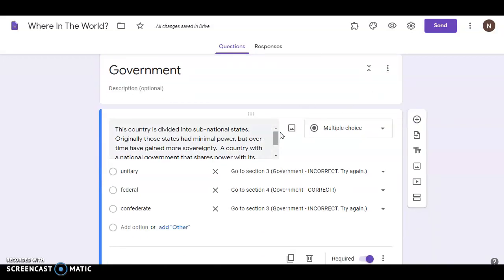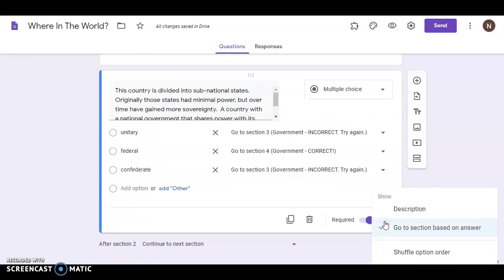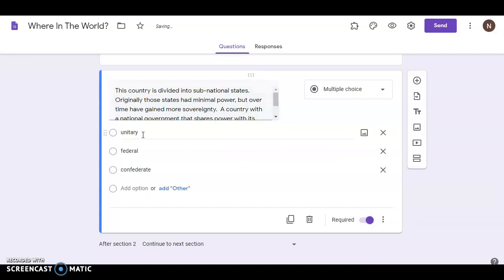I typed in the question. I wanted it to be multiple choice, so I selected multiple choice, and I put in the answer choices over here. When you select the ellipses down at the bottom, you can tell it if you want it to go to a particular place based on the answer. So that's what you would pick. And so if they picked unitary, it would go to a certain section, okay? And I think I just wiped them out by clicking on that.